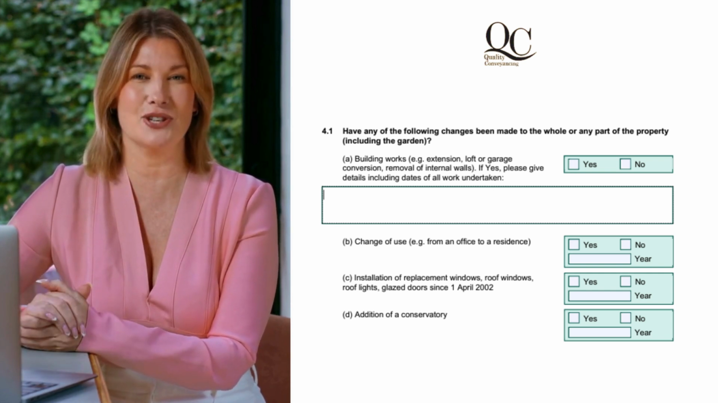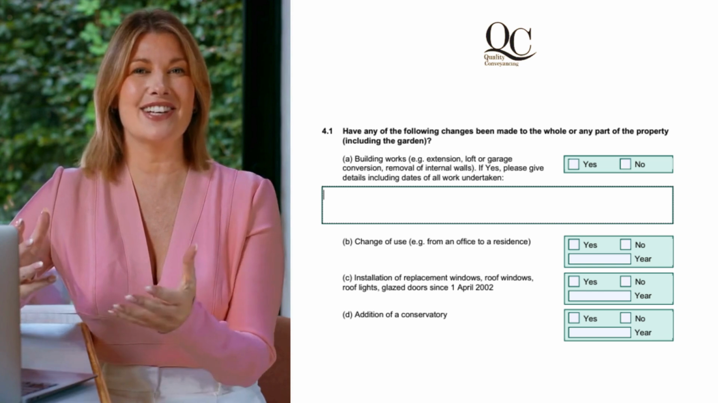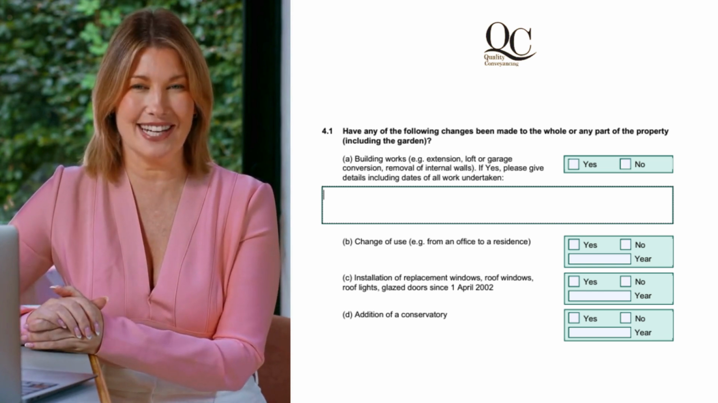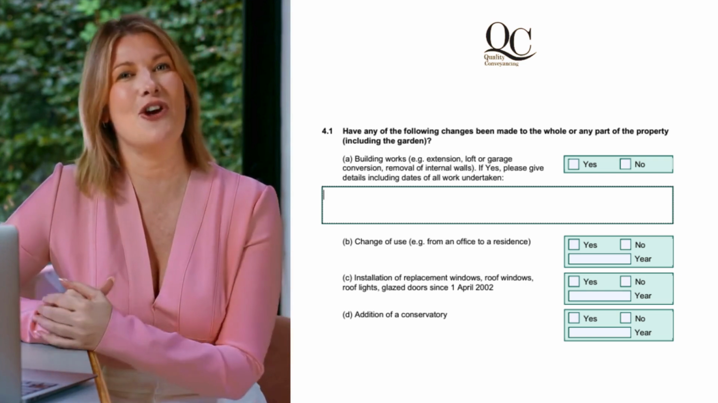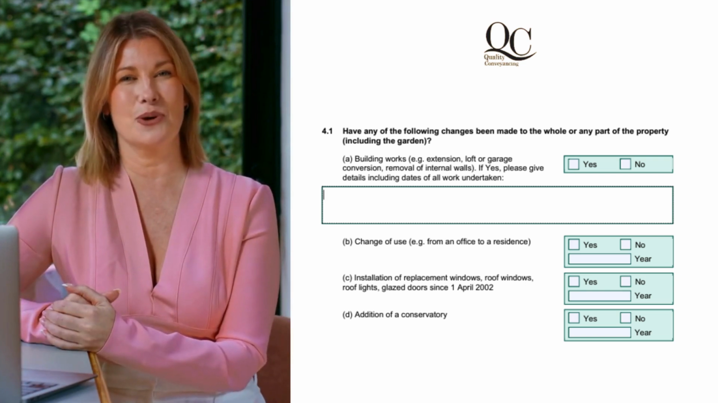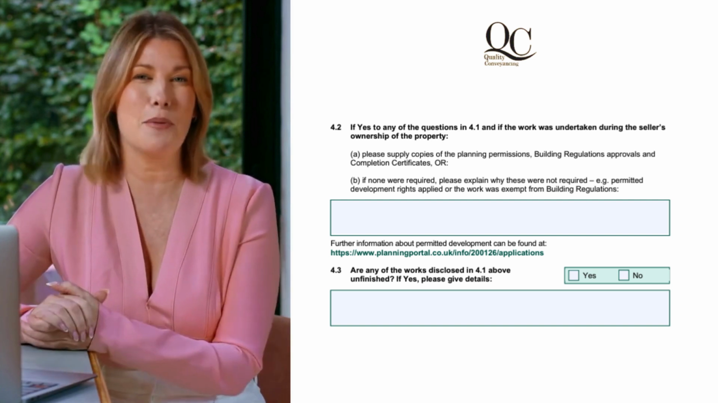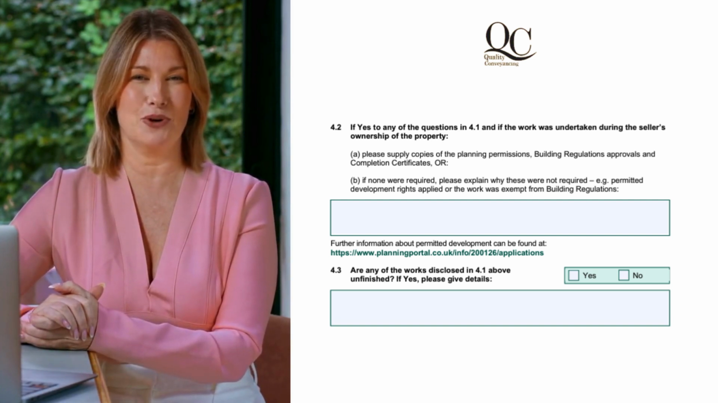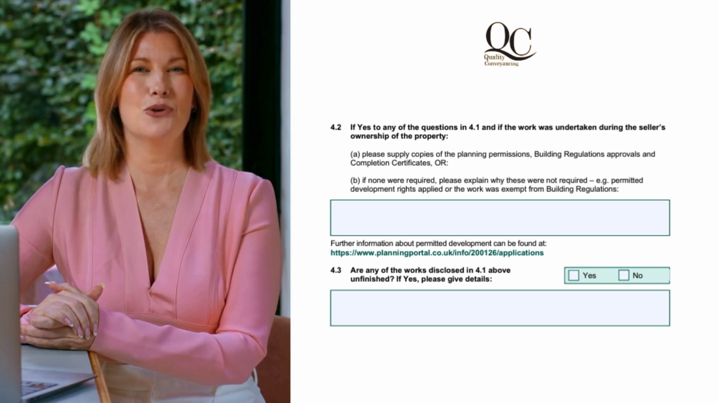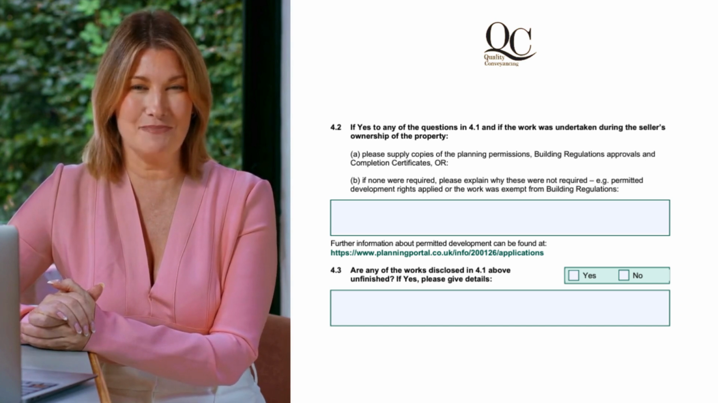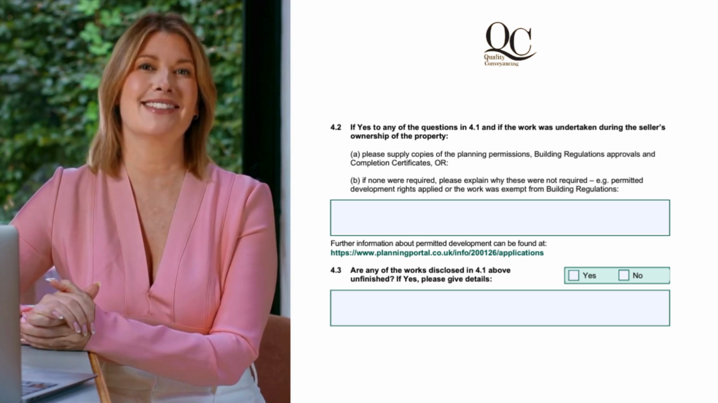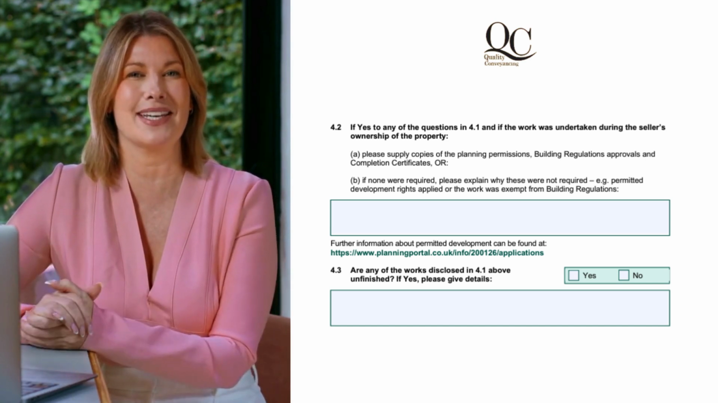And if a conservatory was added at any point, include roughly when it was built and whether it's attached to the property or separate. If work was carried out during your ownership, you may be asked for supporting documents like planning permission, building regulations approval, completion certificates. These just prove the work was approved. If permission wasn't needed, that's fine, just explain why. And if you're not sure, don't guess. Say not known and speak to your solicitor.